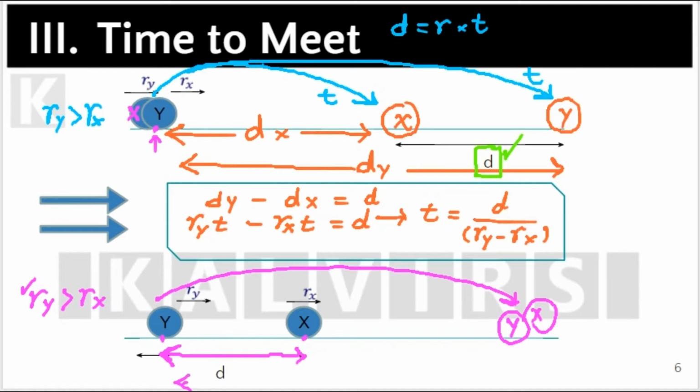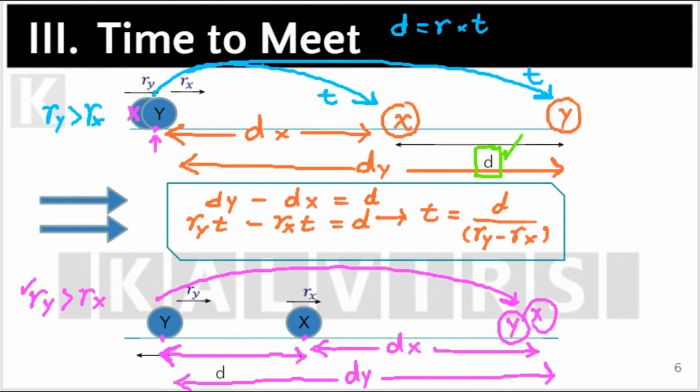So this is the distance car Y is going to travel, and this is the distance car X is going to travel. Since they started moving at the same time, the time for each car is the same. And you can also use this formula for this example.